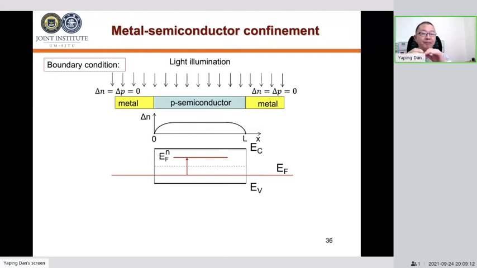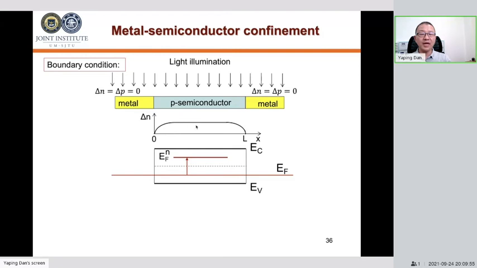The excess carrier delta P must be spatially continuous. It cannot be that one side has a lot of electrons and the other suddenly becomes 0. That's not going to happen, because if that happens, the electrons will diffuse to the other side. So under light illumination, what happens here? Inside the metal, there are no electrons or holes, and in the semiconductor, we have delta N and delta P at the same time. And the excess carriers are continuous.